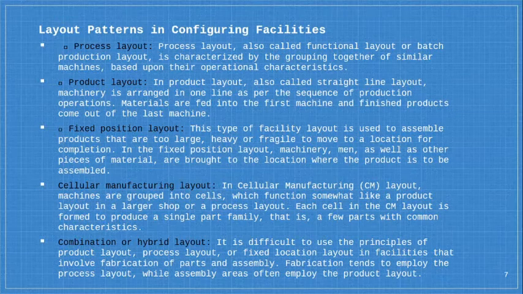Next is product layout. In product layout, also called straight line layout, machinery is arranged in one line as per the sequence of production operations. Materials are fed into the first machine and the finished product comes out of the last machine.